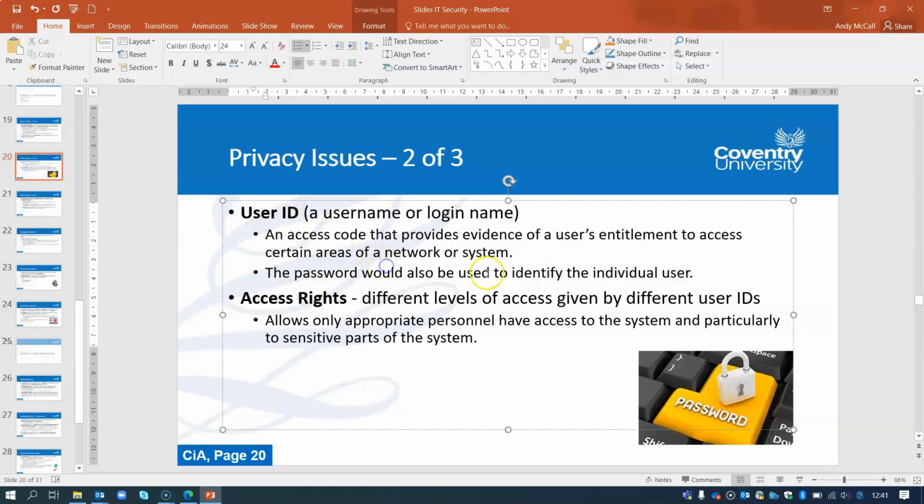Once these two measures have been met by the system, you'll get your access rights, but it depends on what access rights the user account has been given, meaning the permissions for the folders or information you can access in the system. This allows only appropriate personnel to have access to certain parts of the system, particularly the sensitive parts.